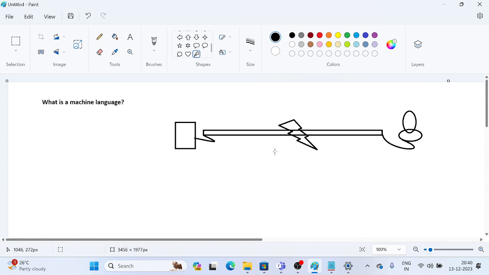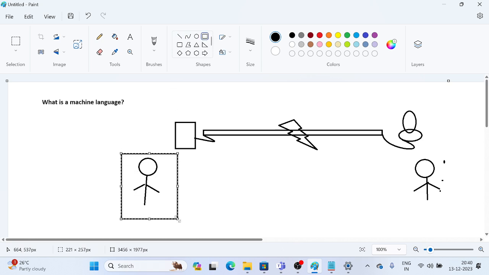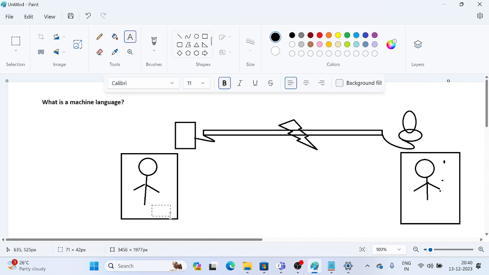whenever two people want to communicate, let us imagine that there is one person here. This is a person, and this is another person, right? Let us name this person as person A, and let us name this other person as person B.